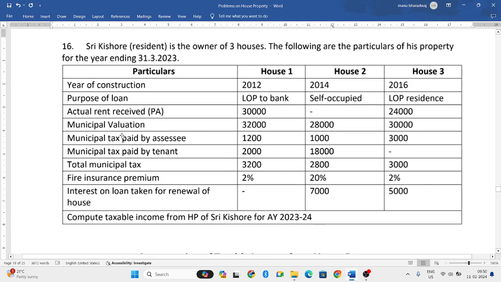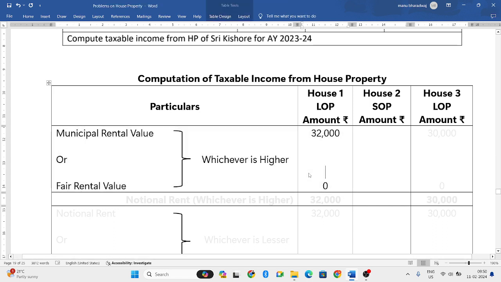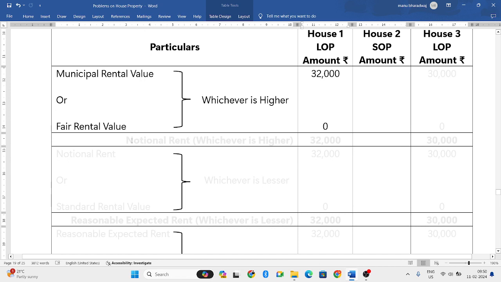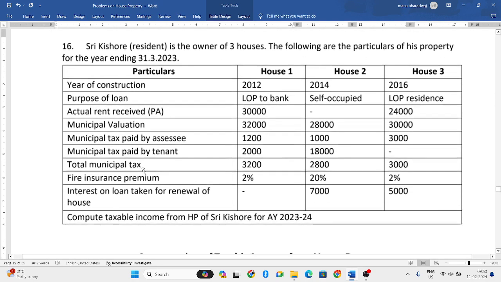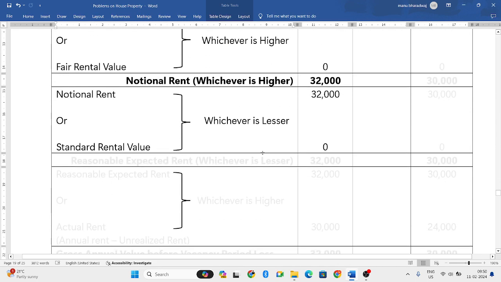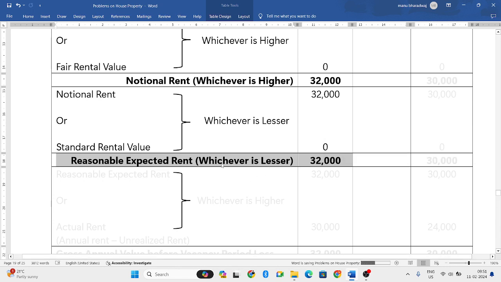So we have to first compare municipal rental value with fair rental value. Municipal rental value they have given 32,000. Fair rental value they have not given. Out of these, whichever is higher will be considered as notional rent. Notional rent is 32,000. Now this notional rent I have to compare with standard rental value. In the question, they have not given any standard rental value. When it is not given, you will consider it as 0, and 0 will not be considered actually. So the 32,000 will only be the reasonable expected rent.